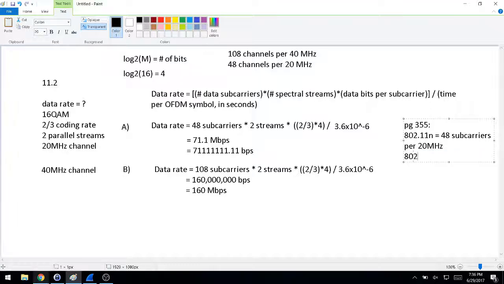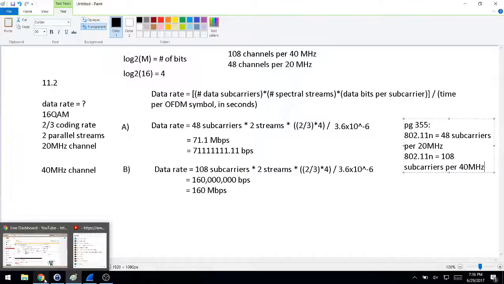But then, if we're increasing that size, we have 108 subcarriers per 40 megahertz. The increased size, like the book goes into explain a little bit, lets us work with slightly more than double. So it's slightly more efficient if we use double the space. Those are where those numbers are coming from.